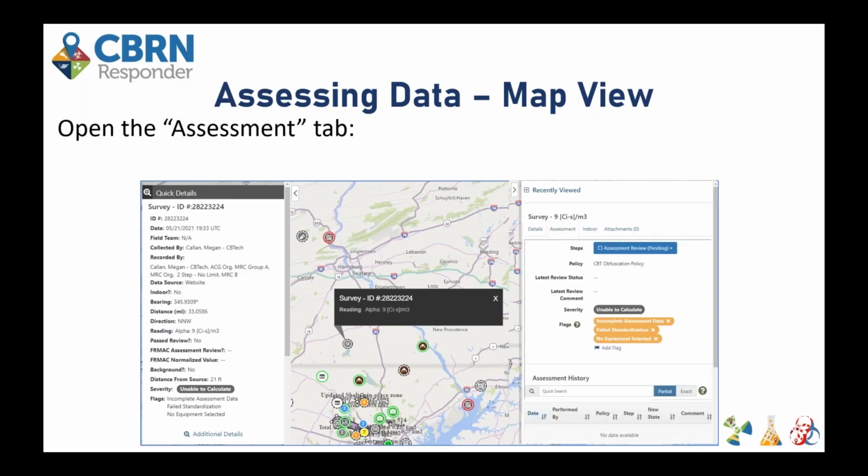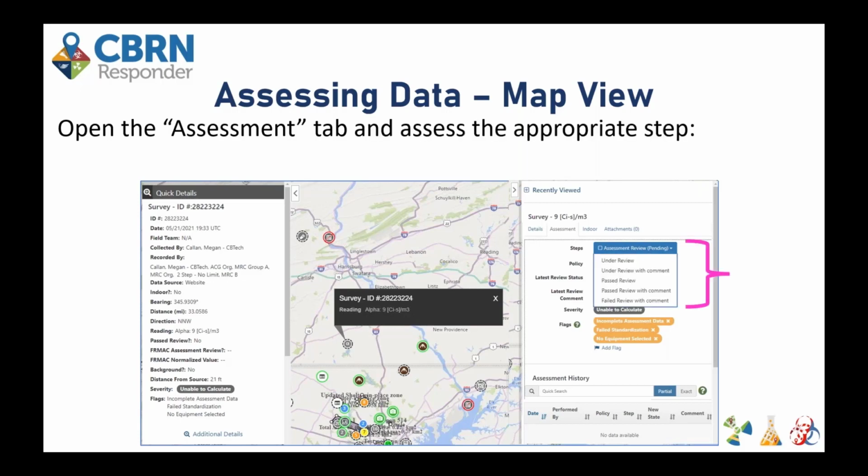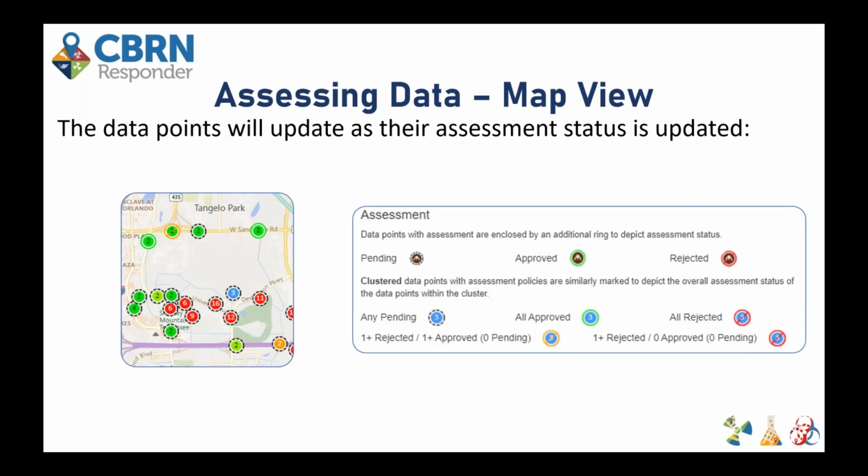And here I will see the assessment steps as well as the assessment history. So I can just open up the step from here and select the appropriate review step. As you are assessing data points from either the map or the tabular view, they will cause the data point to reload. So here I can see on the map, if I assess some of these data points, there will be that ring around them that shows the different assessment status.